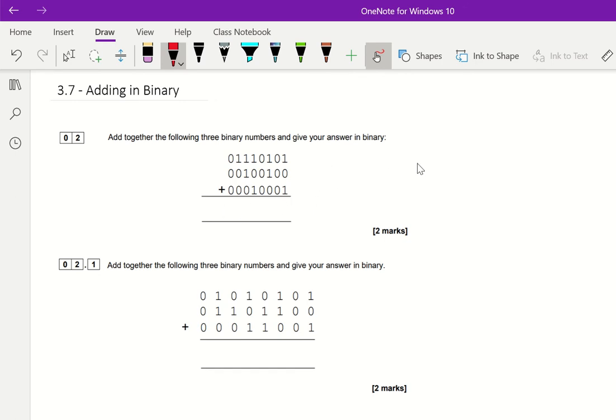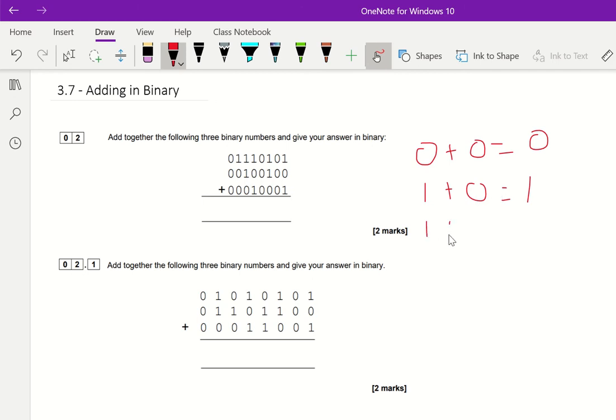Now there's a few rules. Rule 1 is that if you're adding some zeros together, e.g. 0 plus 0, that will always give you 0 because it's the equivalent of adding nothing and nothing together. If I was to add a 1 and a 0 together, or the other way around, 0 and 1, then I end up with 1 because it's the equivalent of adding 1 to nothing, which gives you 1.